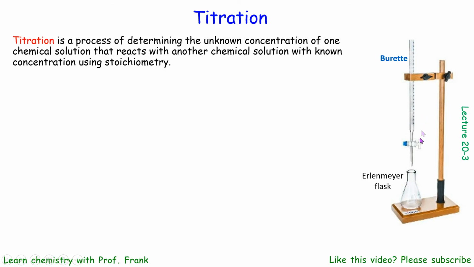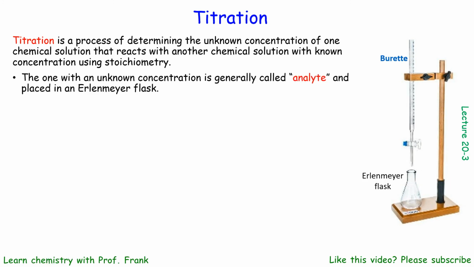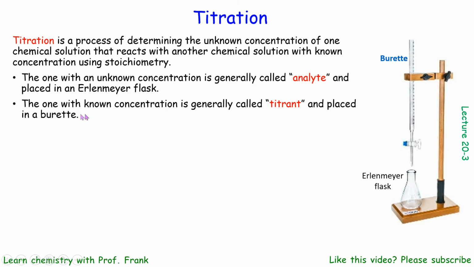Titration is the process of determining the unknown concentration of one chemical that reacts with another chemical solution, but with known concentration. So through stoichiometry. The one with unknown concentration is generally called analyte, and it is placed in an Erlenmeyer flask normally. The one with known concentration is generally called titrant and placed in a burette.